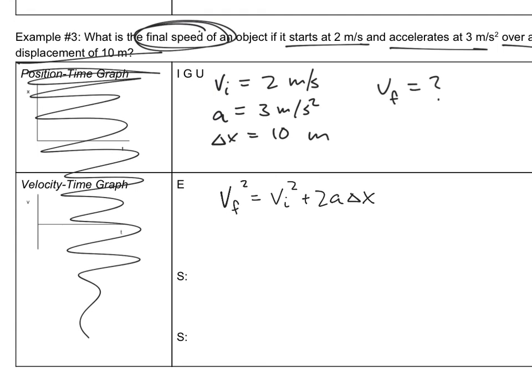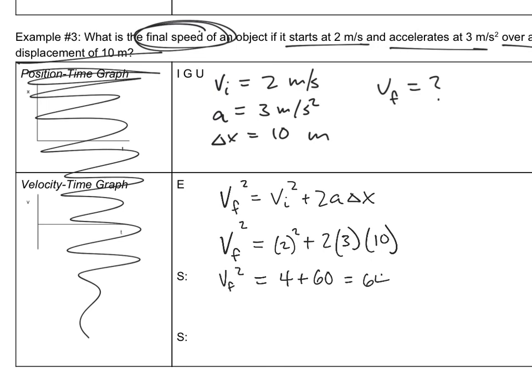So this time, instead of doing the algebra first, I'm going to plug in numbers first and then solve. You can do it whichever way you prefer, but I'm going to directly substitute. We don't have a number for VF because it's what we're looking for, so we leave it alone. So that equals VI squared. VI is 2, so I'm going to square 2, plus 2 times acceleration, which is 3, times delta x, which is 10. So this all turns out to be a pretty nice number. 2 squared is 4, plus 2 times 3 is 6, times 10 is 60. So you get VF squared equals 64.